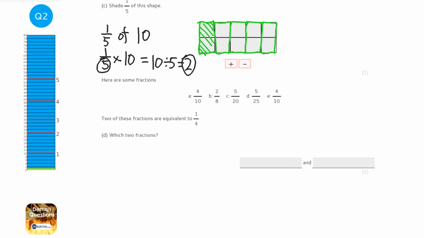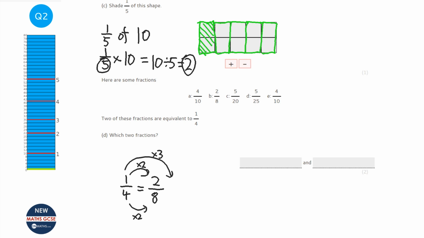And the last question says write down the fractions there that are equivalent to a quarter. Well, a nice easy way of starting this question off is just write down things that are equivalent to a quarter. So what I'm going to do is I'm going to times top and bottom of this fraction by 2. So 2 over 8. So I've times them by 2. Then I'm going to times them by 3. So it would be 3 over 12.